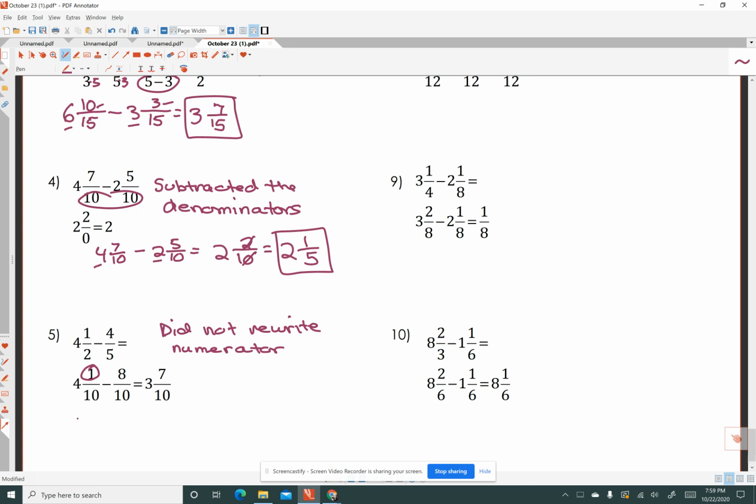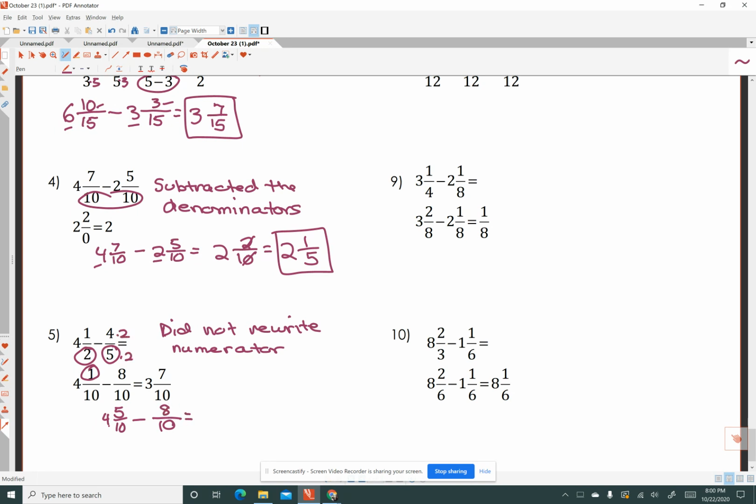So let's do this. 4 1/2 minus 4/5. So we're going with a denominator of tenths. So it will be 4 and 2 times 5 is 10. 1 times 5 is 5. 4 5/10 minus 5 times 2 is 10. 4 times 2 is 8.